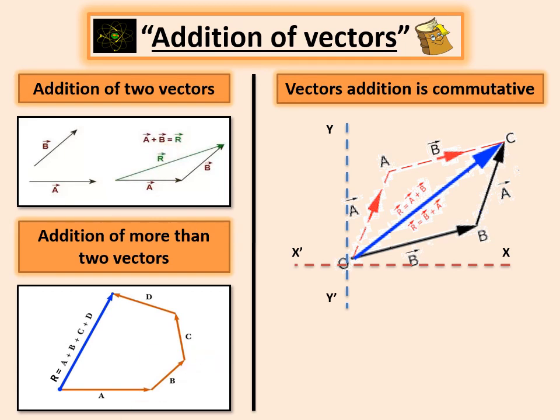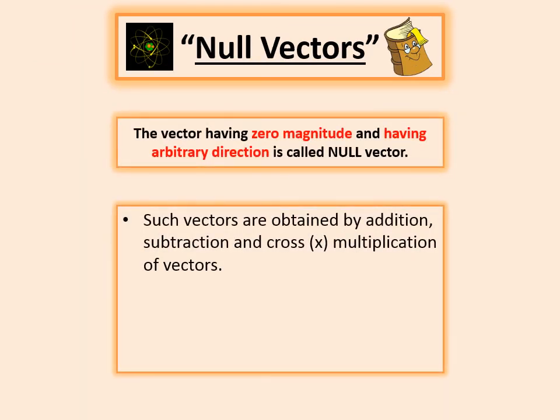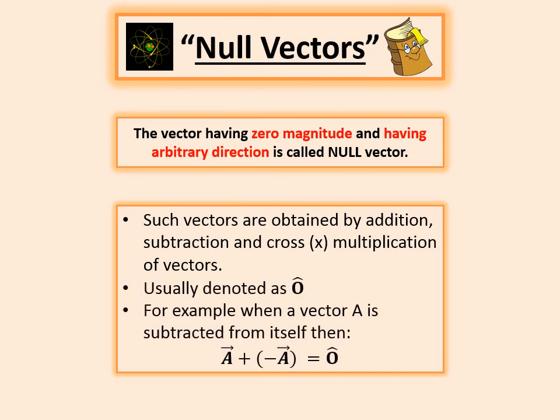Now students, we have a very simple type or another type of our vector which is called the null vector. Okay, now this is the simple representation. Now we can simply define it as the vector having zero magnitude. Now this is the zero magnitude, I explain it. Okay, now zero magnitude and having arbitrary direction is called the null vector.